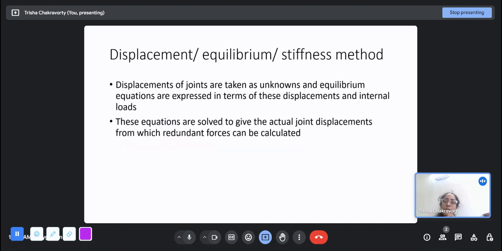The displacement, equilibrium, or stiffness method is different. Here the displacements of joints are taken as unknowns, and equilibrium equations are expressed in terms of these displacements and internal loads.